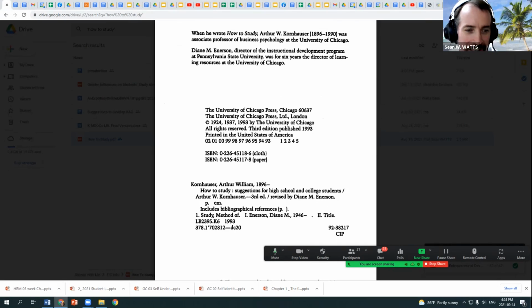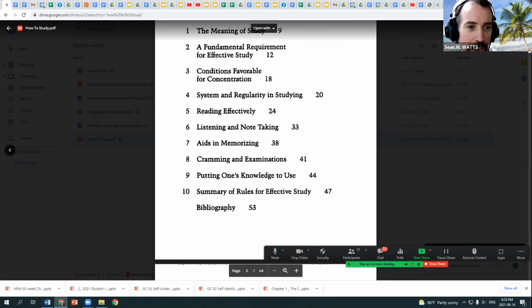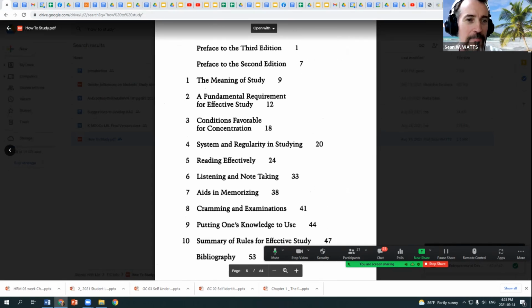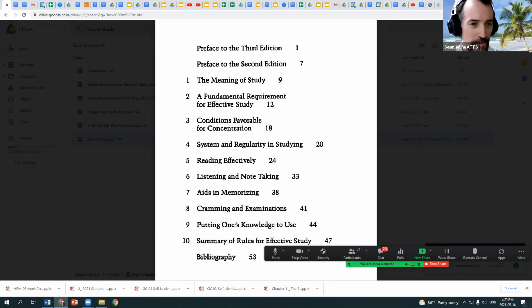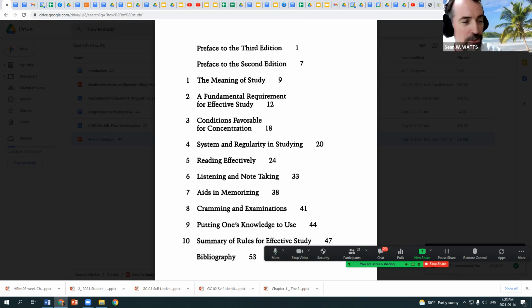I think it has several different versions. 1993. It is a popular thing. This was created through the University of Chicago. It's talking about the meaning of study, fundamental requirements for effective study, favorable concentration. Obviously, you can see all of these details on my screen. So the topic has already been published.